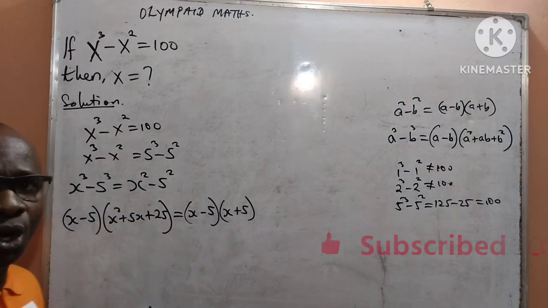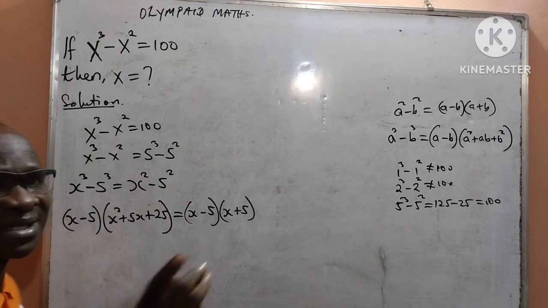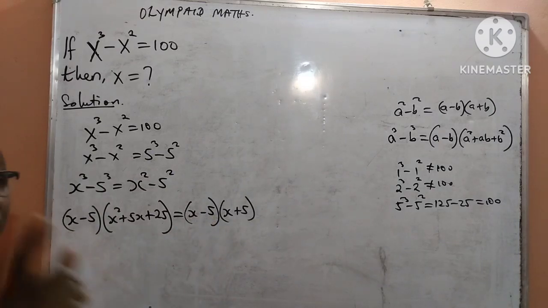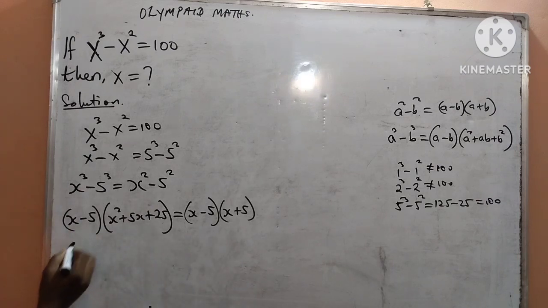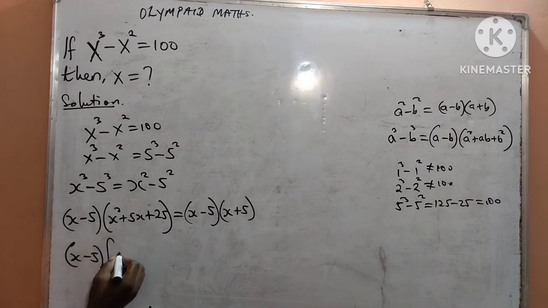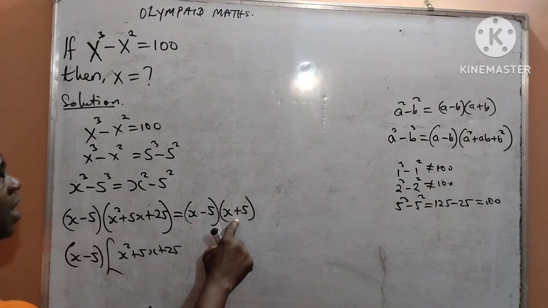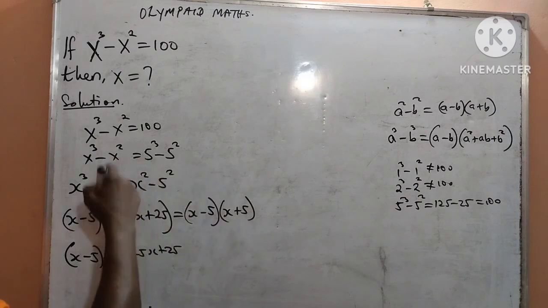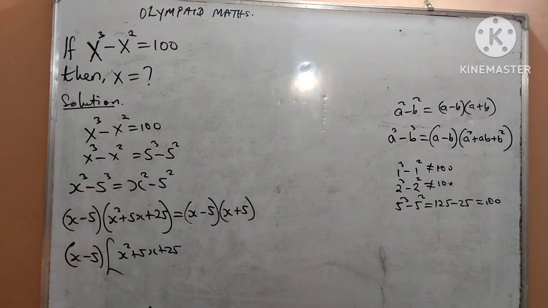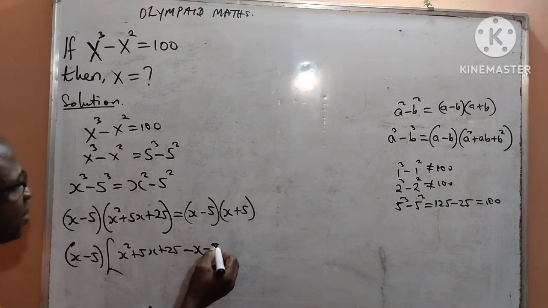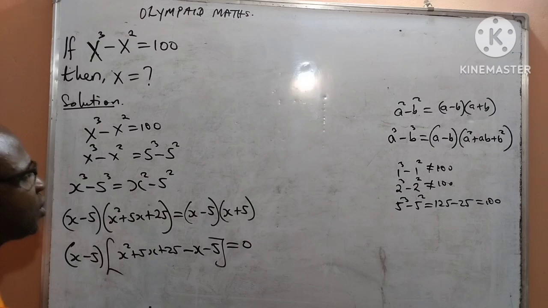Now, looking at it, what is common by the right hand side and left hand side is my x minus 5. It is by the right, and x minus 5 is also by the left. So I will factor it out and have x minus 5, then into here I have x raised to the power 2 plus 5x, then plus 25, bringing this one across the equality sign. It is now going to be minus x minus 5, everything now is equal to 0.